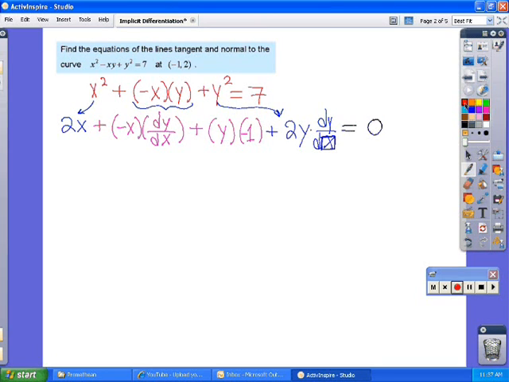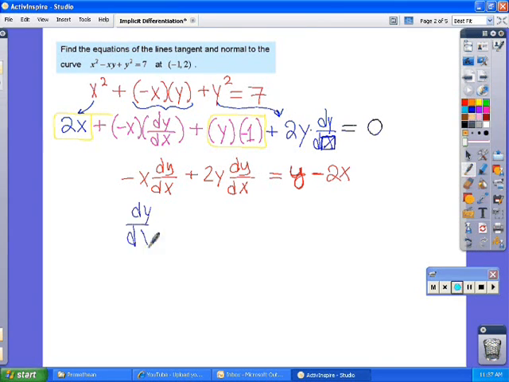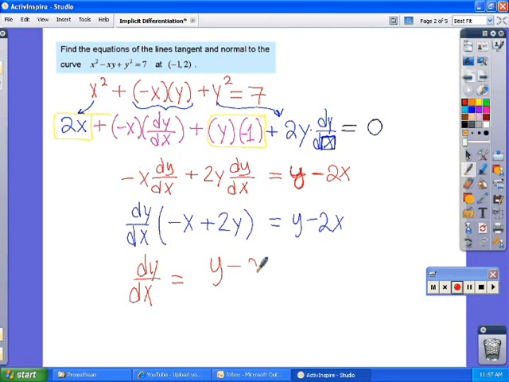So we will keep all the terms that have a dy/dx on one side. We will move all terms that do not have a dy/dx to the other side. And so we get positive y, and then minus the 2x. What I moved were these two terms. And then our second to last step: factor out the dy/dx, because it's a common factor, and then divide out to get dy/dx by itself. So we get y minus 2x divided by negative x plus 2y. So that is our derivative.